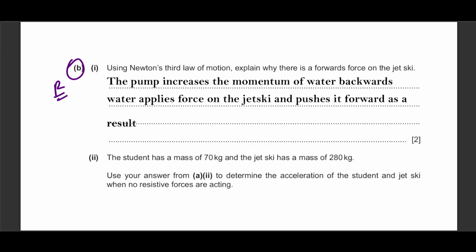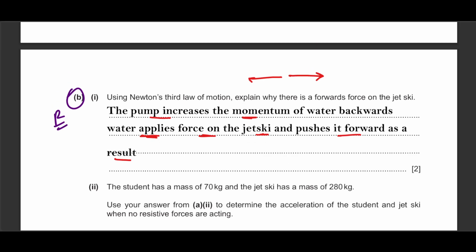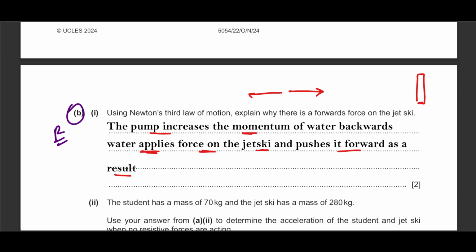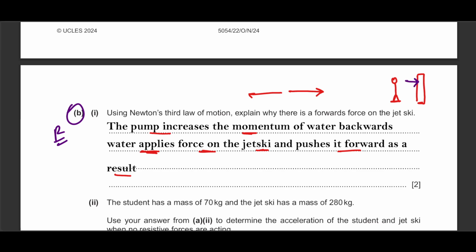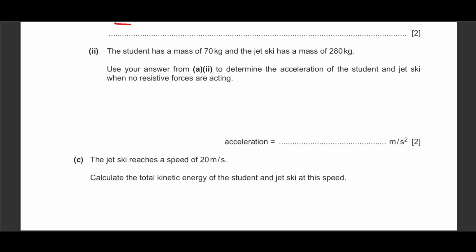So you will write down that the pump increases the momentum of the water by pushing it backwards. Now, when you push the water backwards, the water exerts a force on the jet ski in the forward direction as a reaction, which pushes it forward, and the jet ski moves forward. It's as simple as this. For example, if you are standing near a wall on a skateboard, if you push on a wall in this direction, you go in this direction. Why? Because the force that you applied on the wall has been applied back on you, but in the opposite direction. The student has a mass of 70 kilograms and the jet ski has a mass of 280 kilograms.